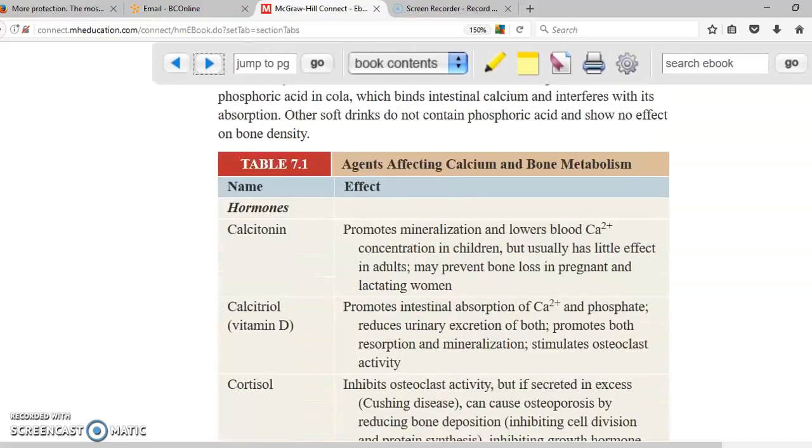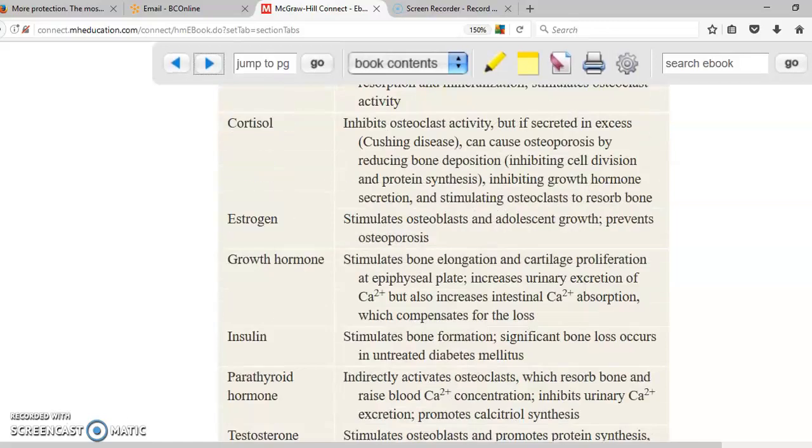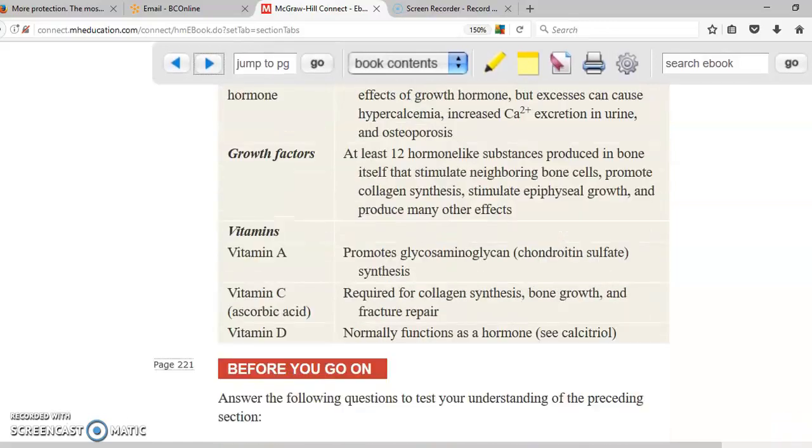Right here, table 7.1, you have some of the hormones that are related to calcium, and that's about it.